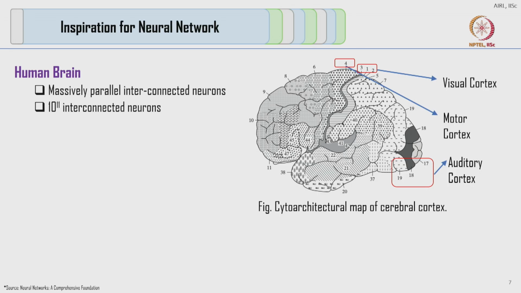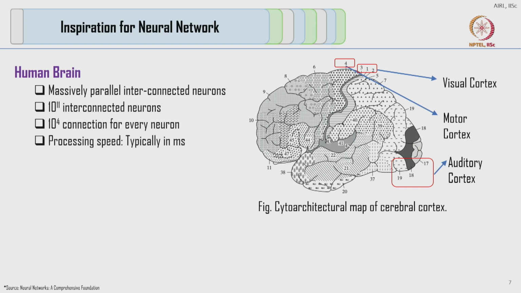Close to 10^11 interconnected neurons are present in our brain, and approximately 10^4 connections for every neuron. So it gets data from multiple neurons and processes this information, and that is how we are able to process data much faster and more efficiently.